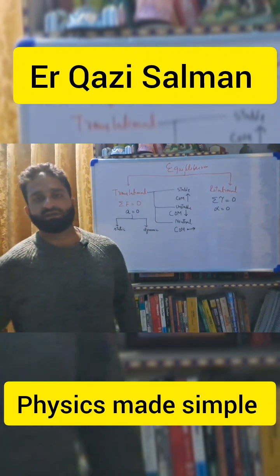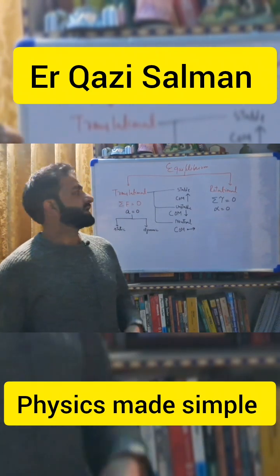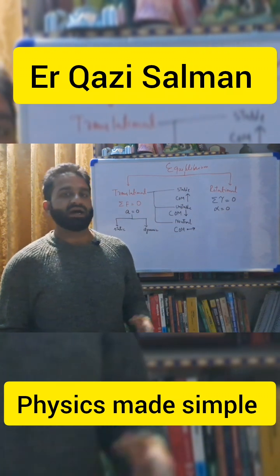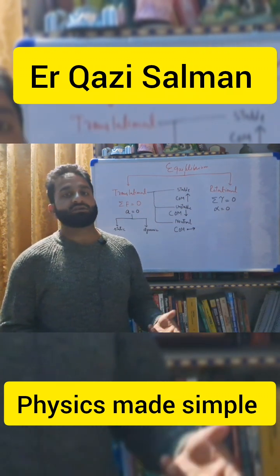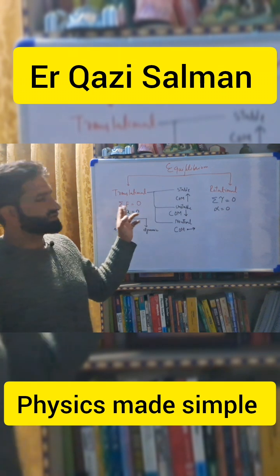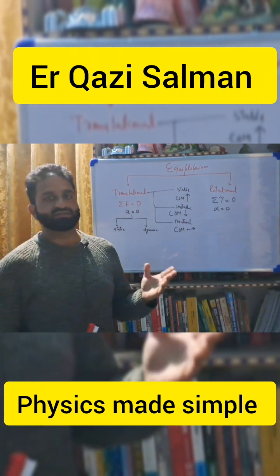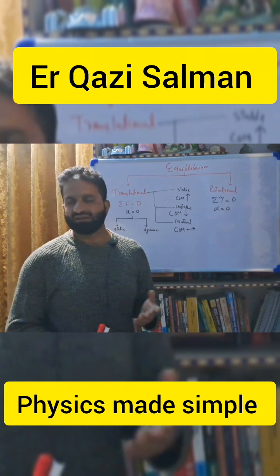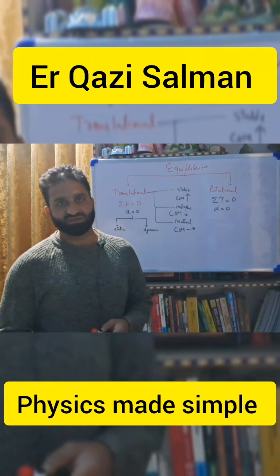Let's talk about the equilibrium a body can have. A body can have translational equilibrium and rotational equilibrium, either or both. In translational equilibrium, the summation of forces on that body is equal to 0. That means acceleration is equal to 0.